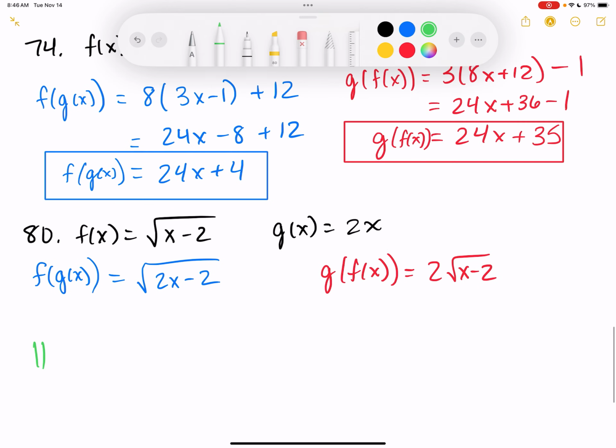All right, problems are 21, 57, 59, 63, 73, 75, and 77.